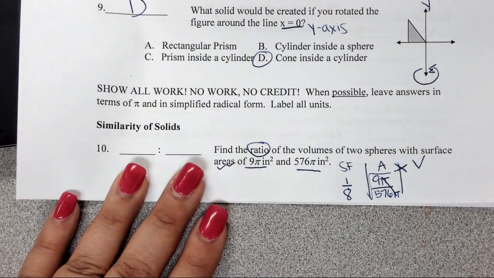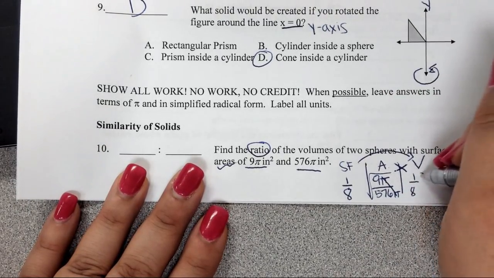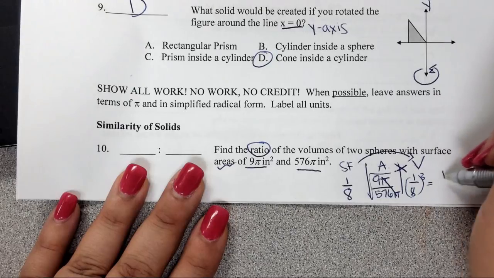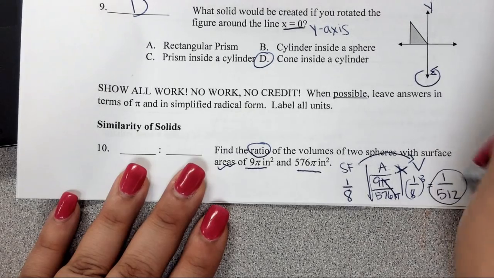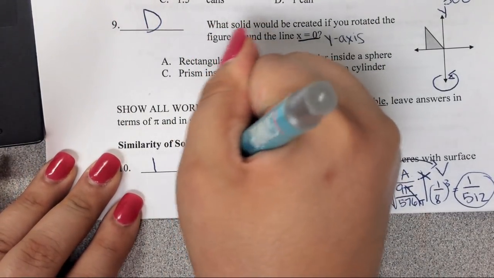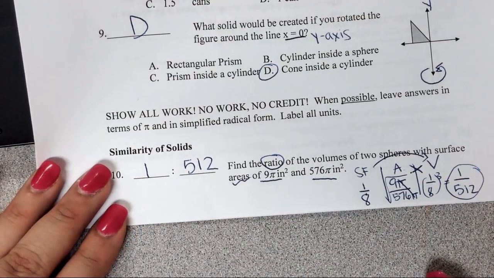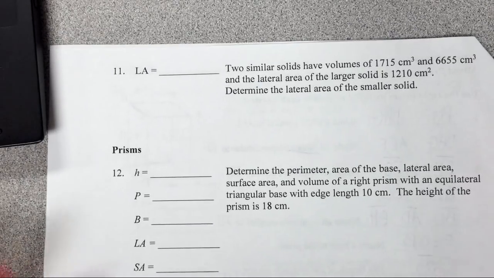What do I need to do now? Now, to go to volume, you got to cube it. 1/8 cubed gives me what? 1 over 512, which is my answer. So their volumes have a ratio of 1 to 512. Any questions?